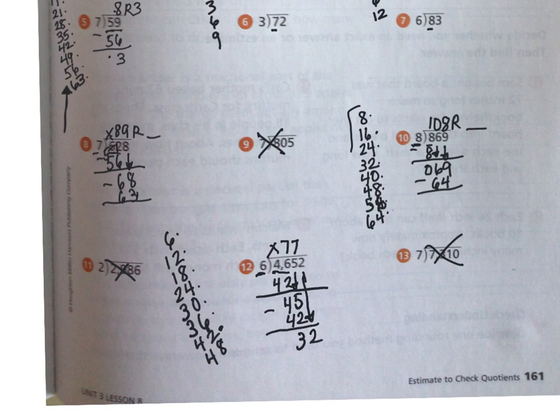Okay, so go up to the top and say how many 6s can fit into 32, and then figure out your remainder. We are not done with that problem. You need to finish it.